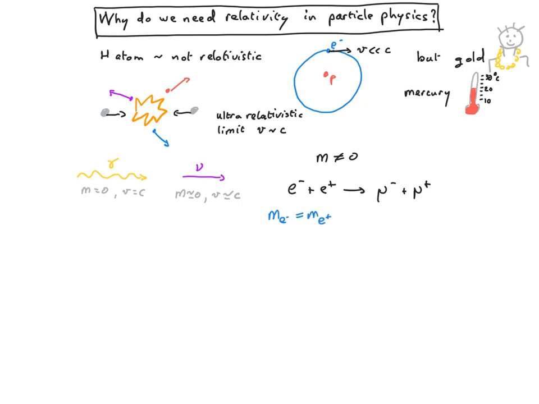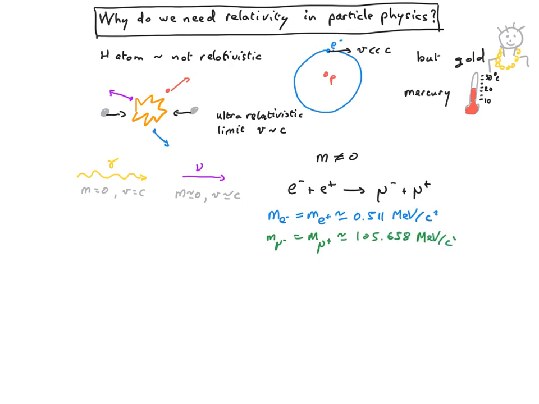Mass of the electron is equal to the mass of the positron, and that's 0.511 MeV per c squared. And the mass of the muon is equal to the mass of the antimuon, and that's 105.658 MeV per c squared.